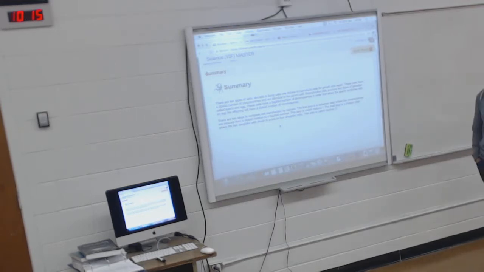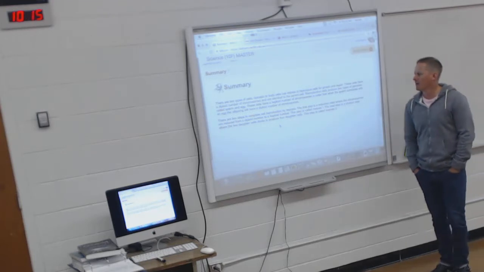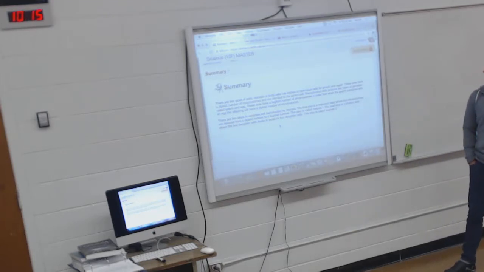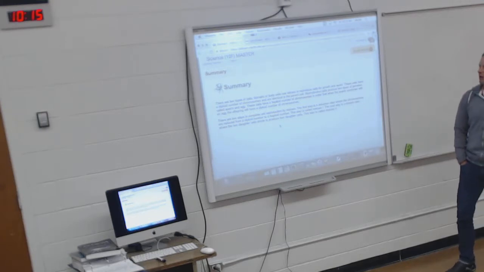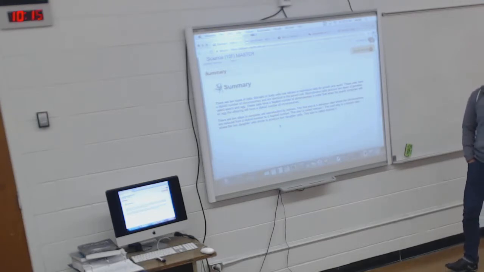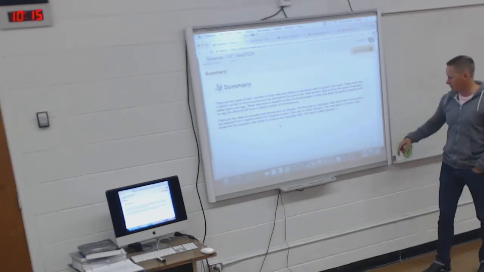There are two steps to complete cell reproduction by meiosis. The first step is a reduction step where the chromosomes are reduced from a diploid number to a haploid number. This step is called meiosis 1. The next step is a division step where the two daughter cells divide to produce four daughter cells. This step is called meiosis 2.